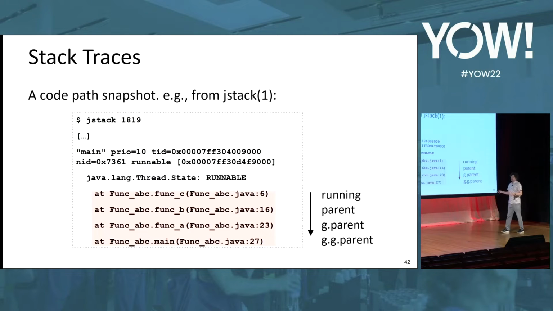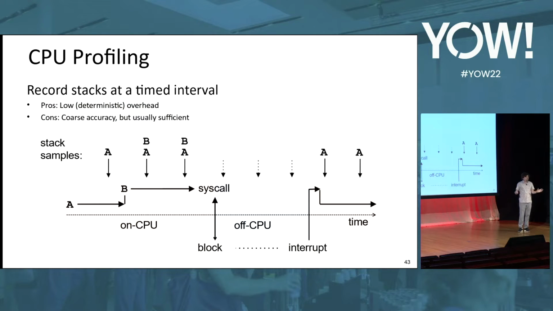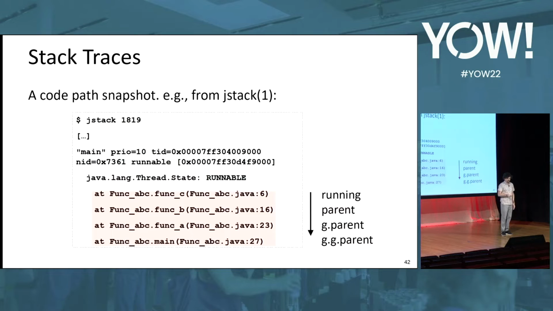Here's a stack trace from Java. I'm sure a lot of you have seen this kind of thing a lot. That's a single stack trace, so I can walk from what's running on CPU to the parent, grandparent, and so on. With CPU profiling, the word profiling doesn't really mean a specific thing. It means painting a picture of a target or a person. In computer performance, it typically means we will record stacks at a timed interval.